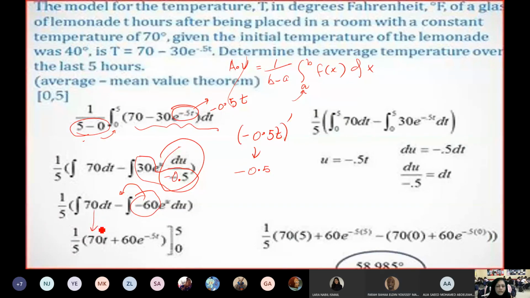So for the 70 dt, she is applying the direct method, and for the e to the power of something, she is using the substitution method along with the exponential function. And you know how to integrate: you can use the u method or you can just do it directly. Okay, very nice, very nice.